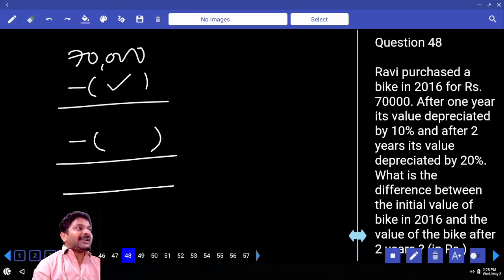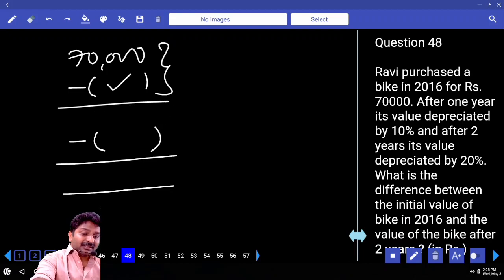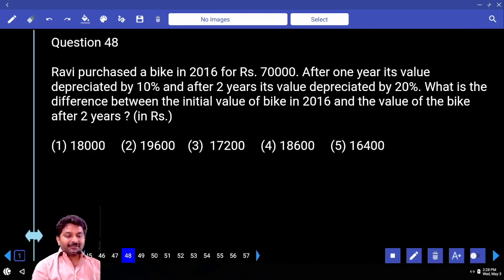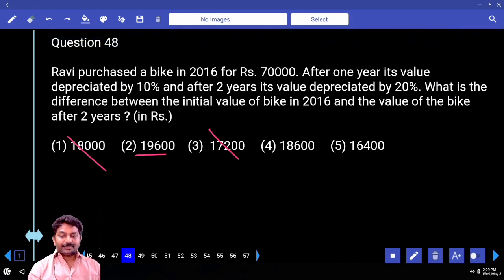So if this is a 7 multiple, the difference between these two numbers, whatever number you get here, this is also a 7 multiple. Again upon this number, you are calculating 20%. Come on, that means this is also a 7 multiple. The sum of these two numbers must also be a 7 multiple. Come and verify it. 18, no. 196, 7 multiple. Come on. 172, 186, 164, only one 7 multiple is available, that's it.